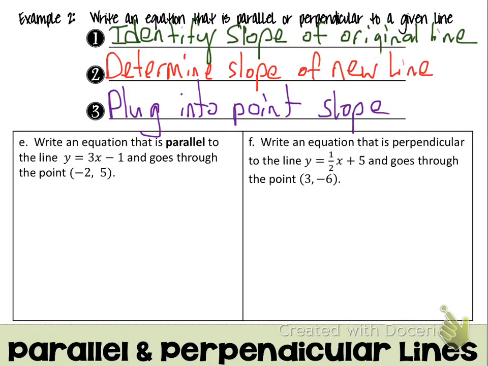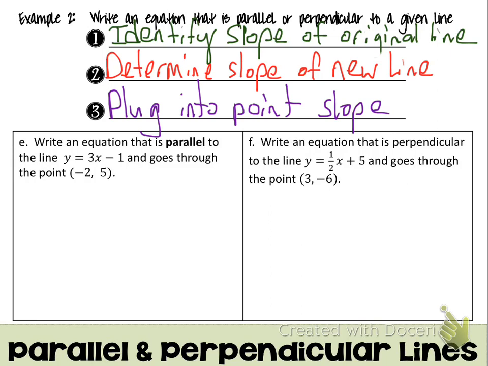We're in the section Parallel and Perpendicular Lines, page 14 in your flip book. Copy these 3 steps. Write an equation that is parallel or perpendicular to a given line. First, identify the slope of the original line. 2. Determine the slope of the new line. 3. Plug into point-slope form.